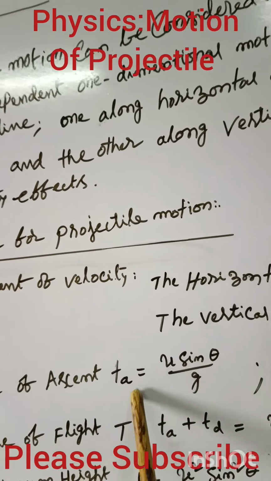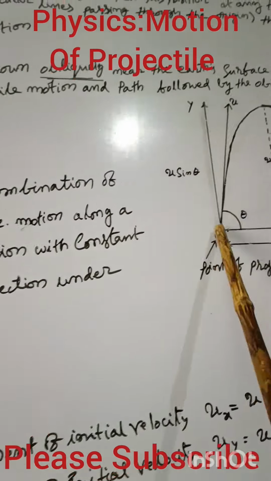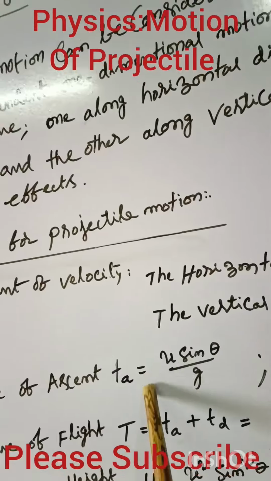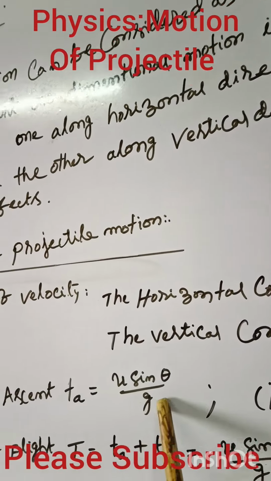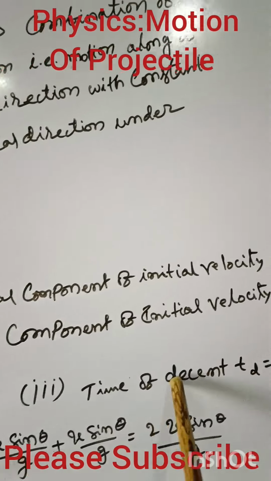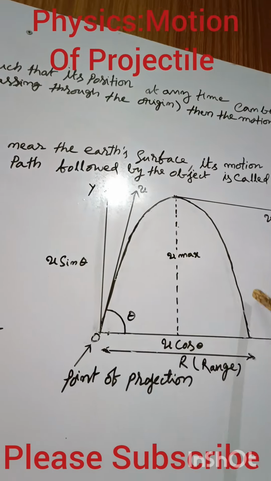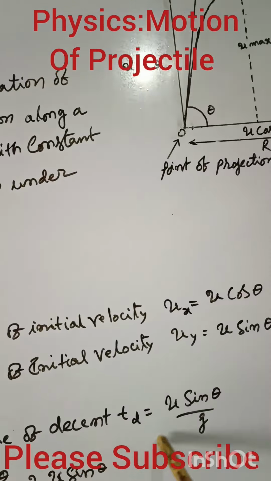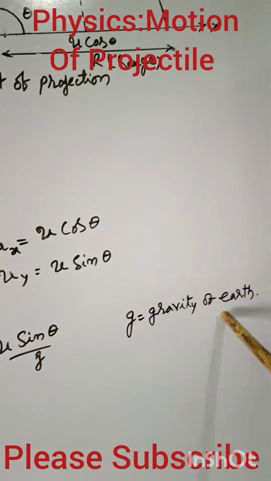The time of ascent, ta, is equal to u sin theta by g. Time of ascent means the time taken from here to the maximum height it reaches. g is the gravity. Then the time of descent, td, is the time it takes from the maximum height to touch the ground once more. td is equal to u sin theta by g, where g is the gravity of the earth.